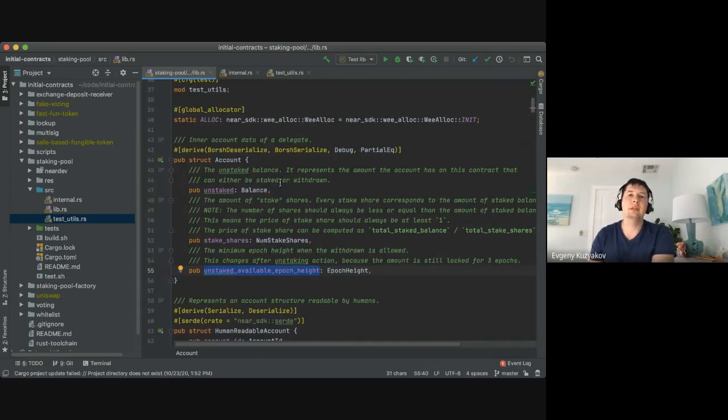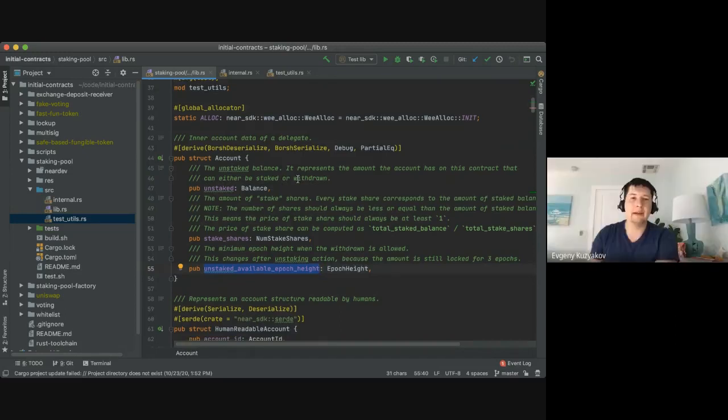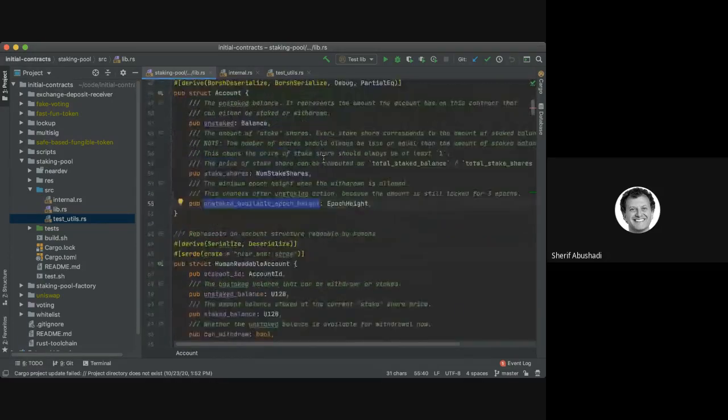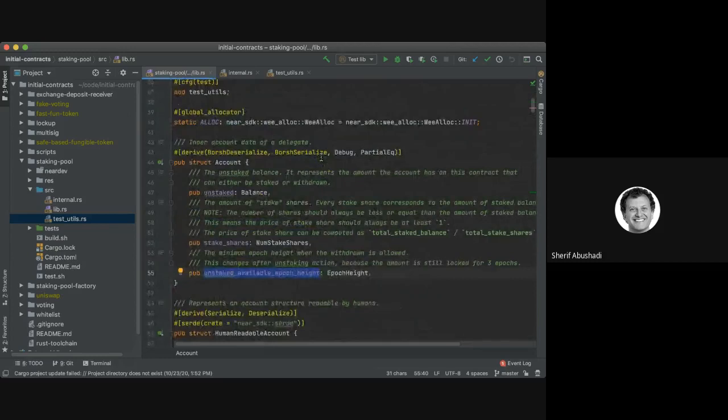So that's an account. Does it make sense, like how the high-level logic works, of unstaked and staked shares? Yeah. Okay. So I've got a couple of questions, but I don't know if this is the right place for them. In terms of the design, you decide.